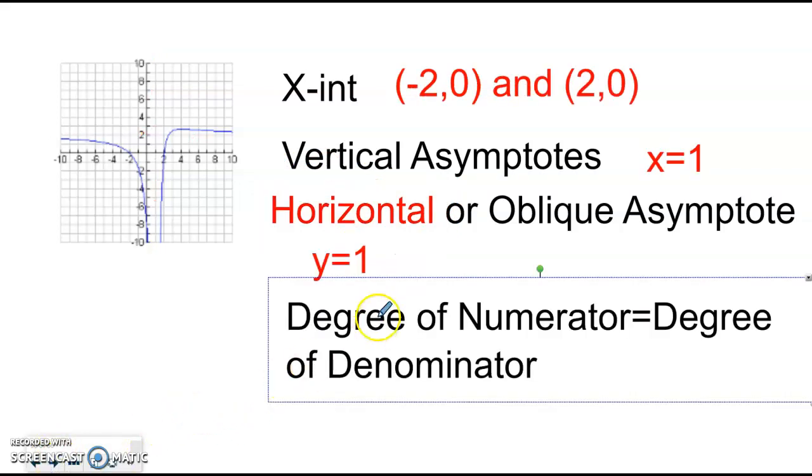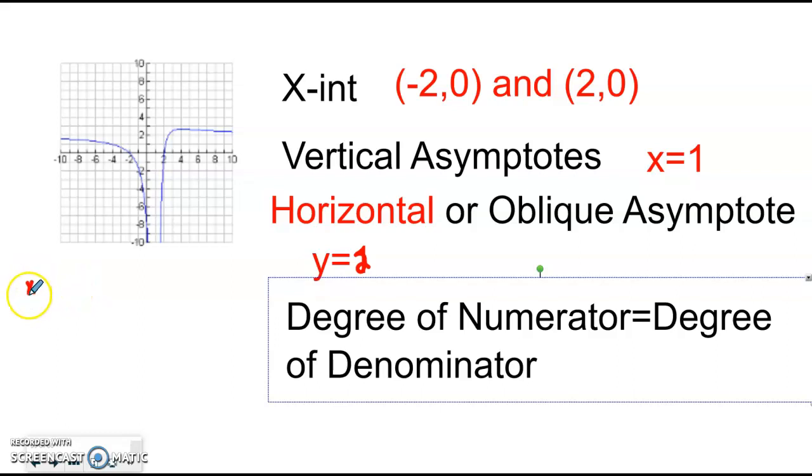So in that case, because I have a horizontal asymptote at y equals 2, I know that when I look at this equation, the degree in the numerator has to be equal to the degree of the denominator. That's how we always get a horizontal asymptote at a specific number other than 0: the degree of the numerator is going to equal the degree of the denominator. So let's take this information and try to write down what the equation is.